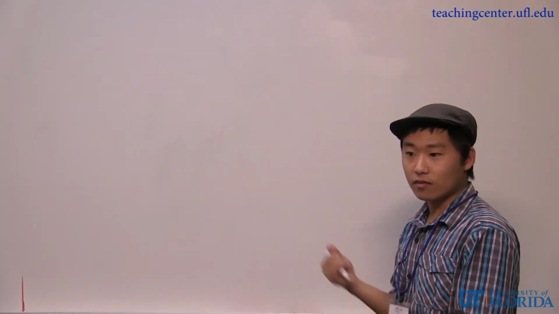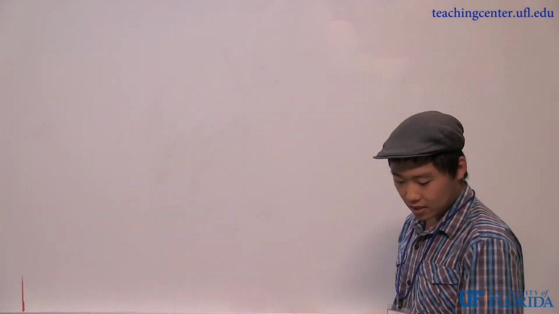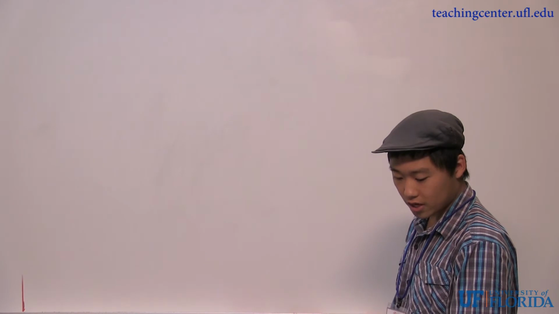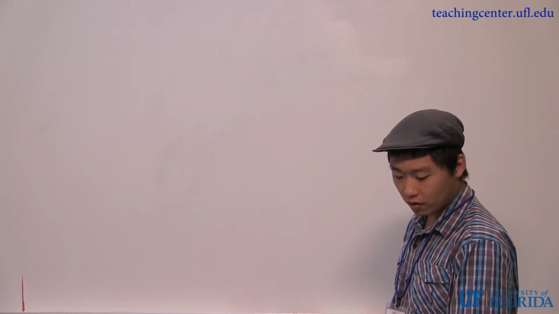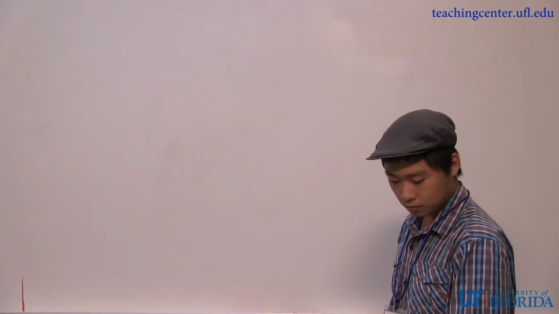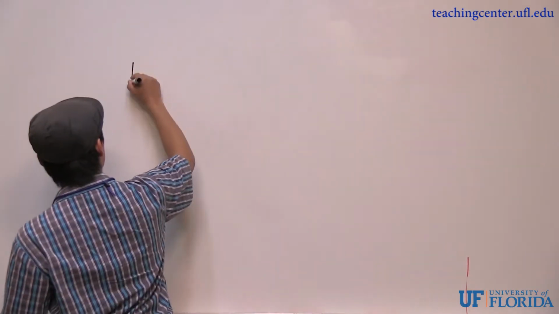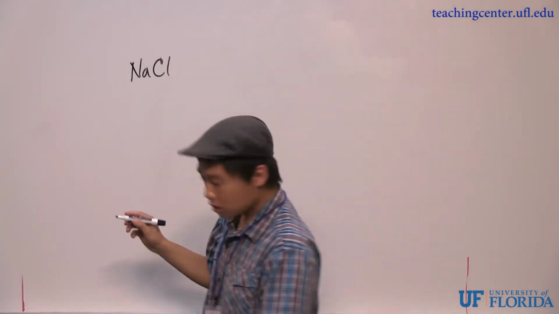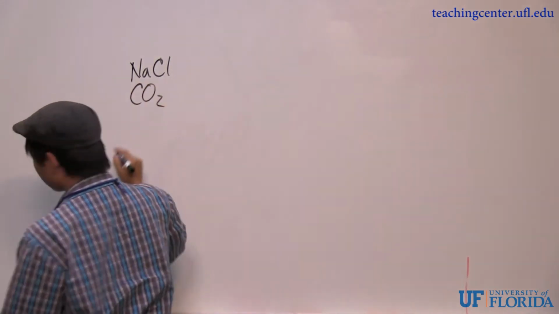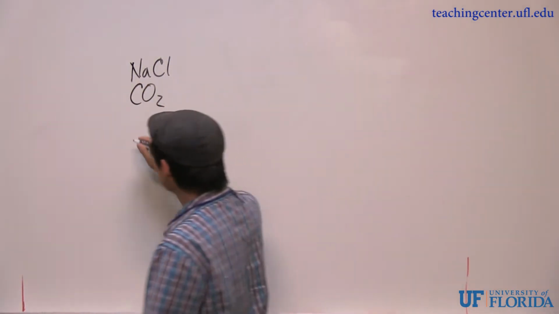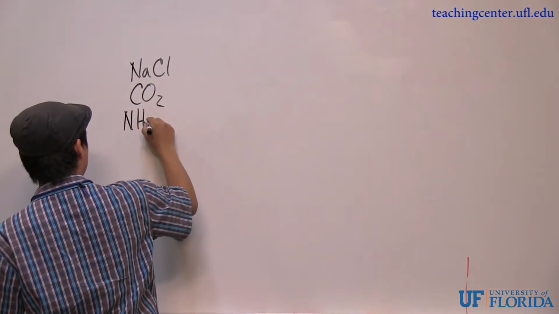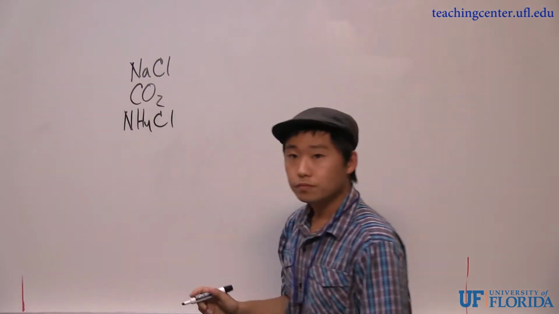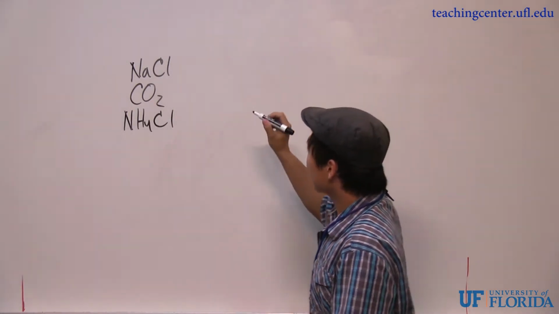Now let's do question 5. Question 5 says, indicate whether the compounds below contain only ionic bonds, covalent bonds, or a combination of the two. So let's look at this. We have NaCl, we have CO2, and we have NH4Cl. Now, let's look at each one.